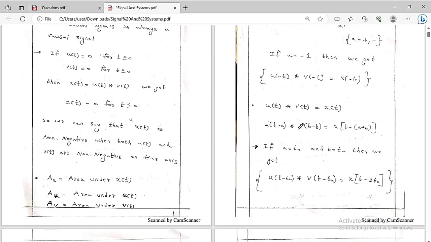And I have already told you another formula: if u of t convolution v of t is equal to x of t, then u of t minus a convolution v of t minus b is equal to x of t minus (a plus b). So this is a general formula.